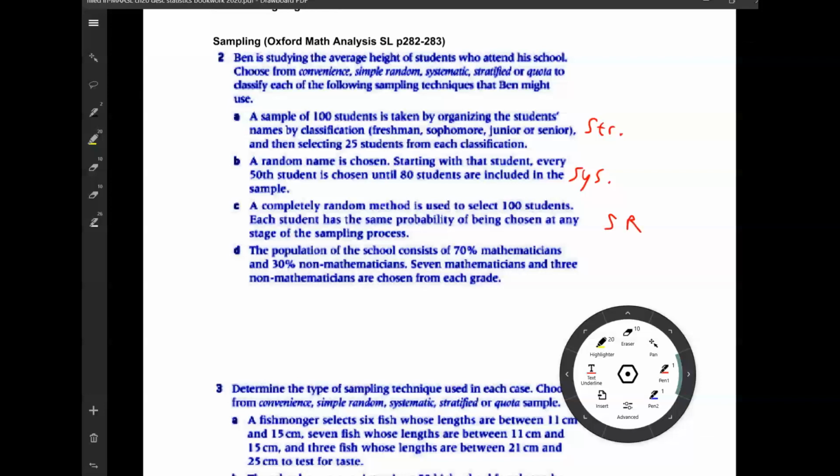The population of the school consists of 70% mathematicians and 30% non-mathematicians. 7 mathematicians and 3 non-mathematicians are chosen from each grade. Do you see how they were very careful to divide it up into the two subpopulations, and then they chose a proportional number of mathematicians from the mathematician group, and a proportional number of non-mathematicians from the non-mathematician group? That would make it quota instead of simple stratified.